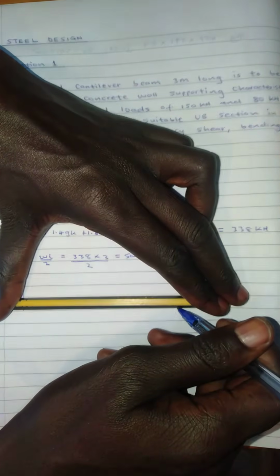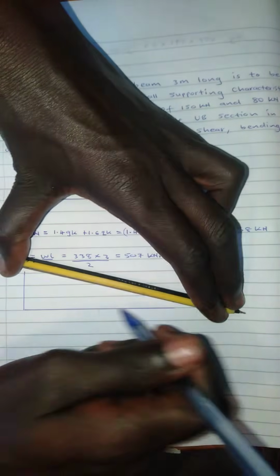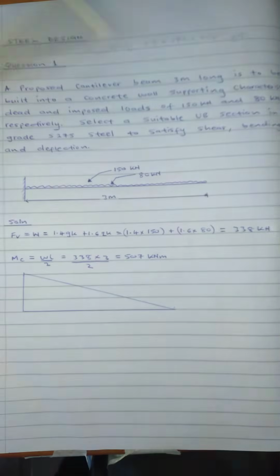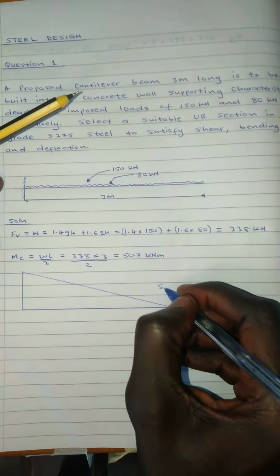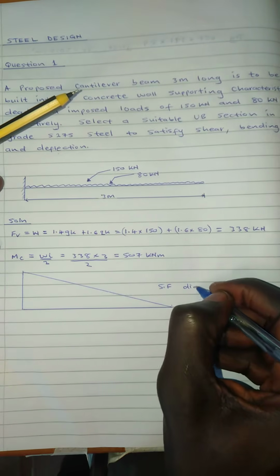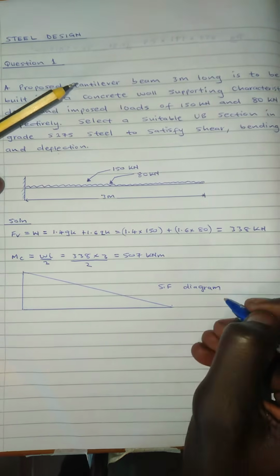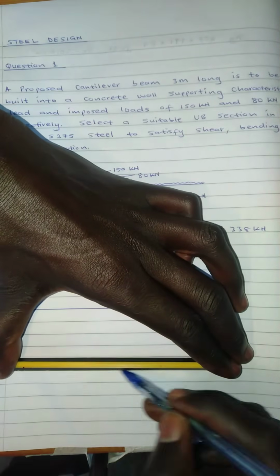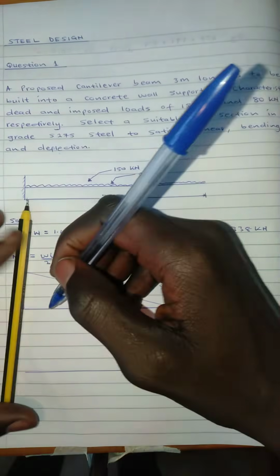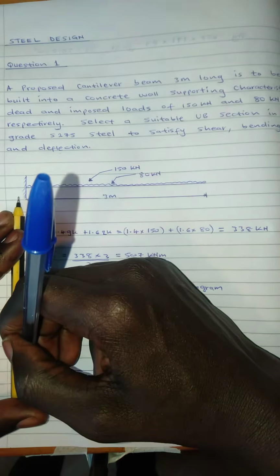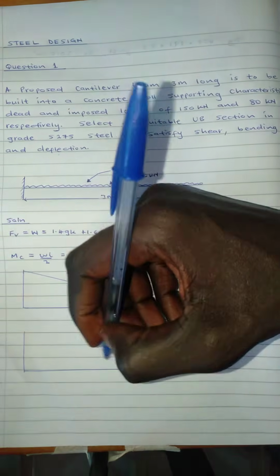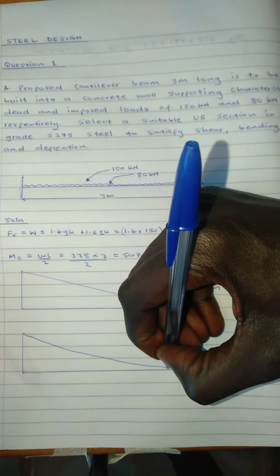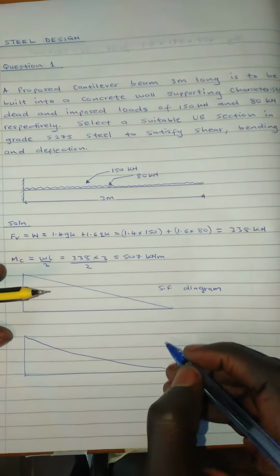We can just sketch the shear force and bending moment diagrams. It will look like this. This is our shear force diagram. For the bending moment diagram, it will look like this. It will not be straight, so we'll just use a free hand. That is our bending moment diagram.